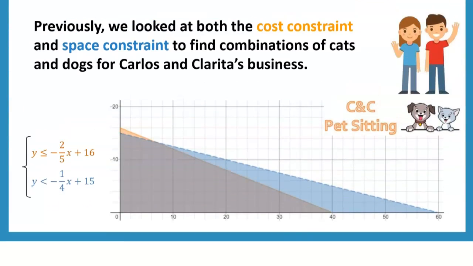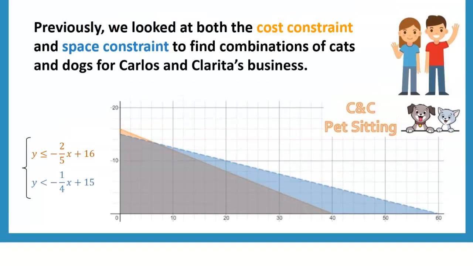So back to good old Carlos and Clarita and their pet sitting business. Previously, we looked at both the cost constraint and the space constraint to find combinations of cats and dogs that would work for their business. So we said they had cost constraints based on cages they were going to buy. That's this orange region right here. And those were combinations of cats and dogs that would work for the number of cages they could buy. And then we also talked about the space constraints for the shed where they're going to house the cats and dogs. And that was this blue region here.